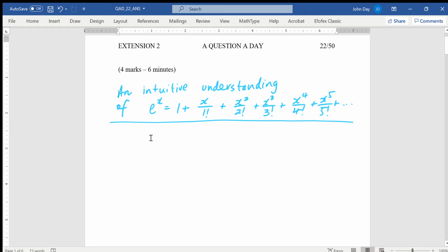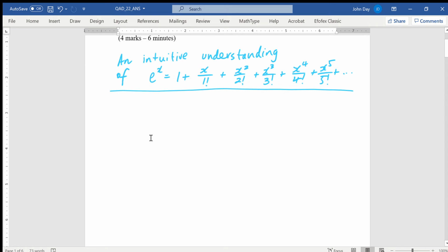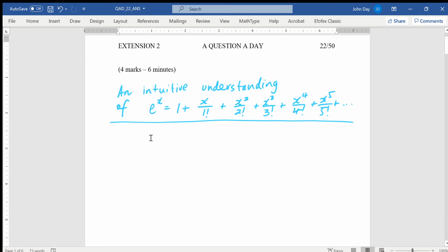Well, welcome to A Question a Day, day 22 of Extension 2. I just had a quick look at this question. It's about the e to the x expansion. Before I get into the question, I just wanted to quickly talk about where on earth this comes from.